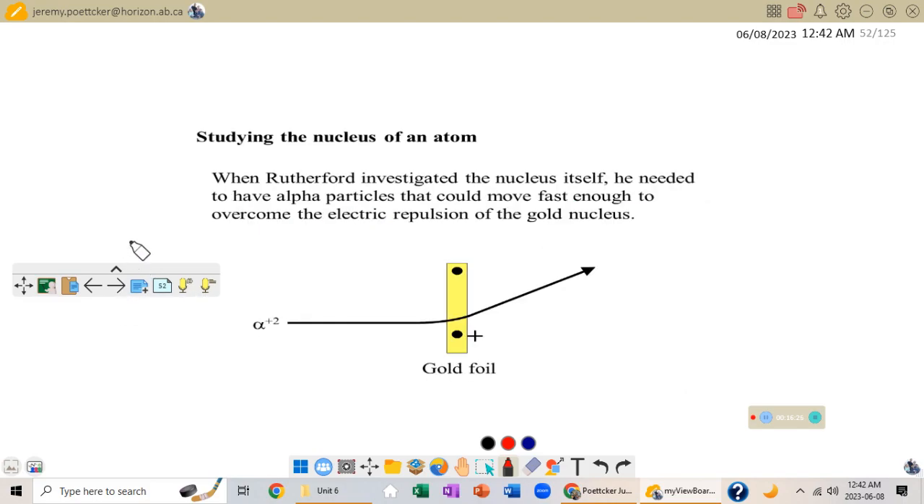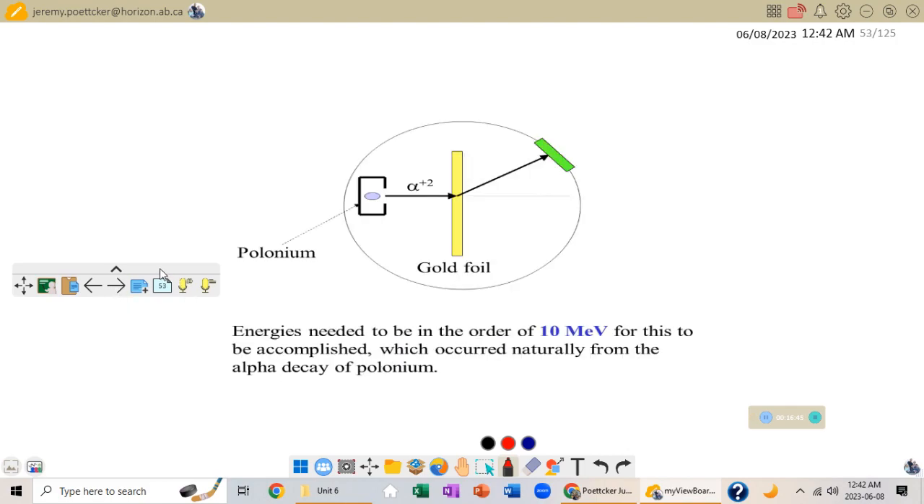What about the nucleus itself? So Rutherford, he needed to have alpha particles that could move fast enough to overcome the electric repulsion of the gold nucleus. So initially, right, he's just watching what happens when they get close to the nucleus and are deflected away. Now, energies were needed in the order of like 10 mega electron volts for this to be accomplished. Happily, this naturally occurred from the alpha decay of polonium. So we knew that polonium samples would give us alpha particles enough, and so let's use those. Perfect.